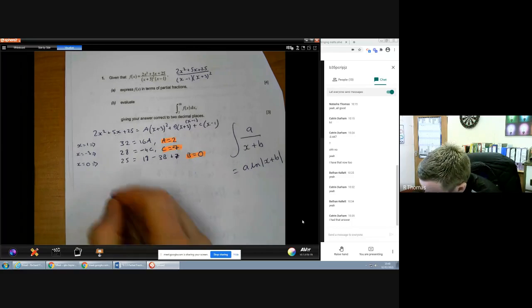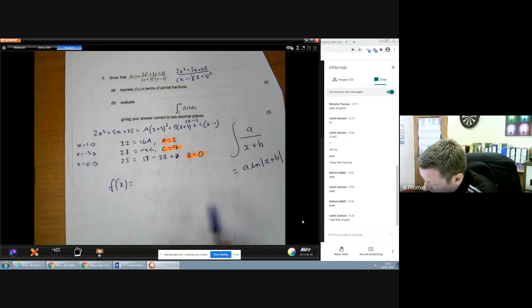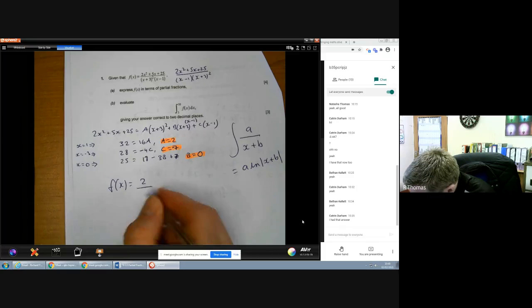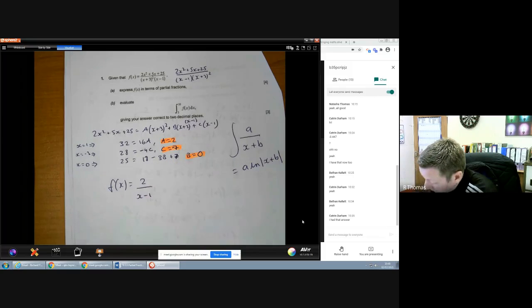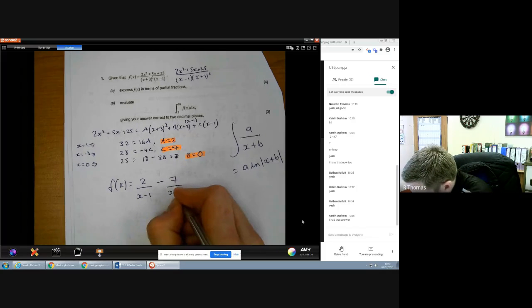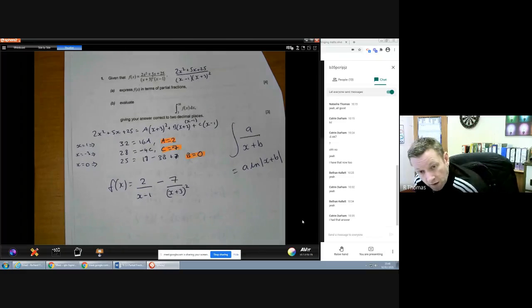So I'm left with f of x equals, okay, 2 over x minus 1. The b term has disappeared, minus 7 over x plus 3 squared. That was the 4 marks for getting the partial fractions.